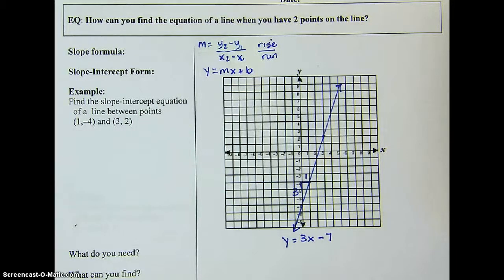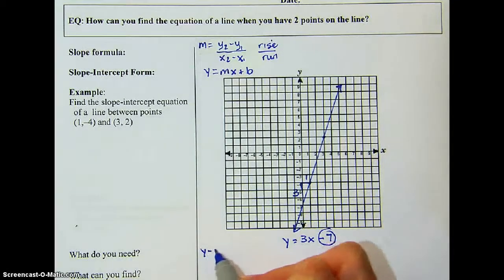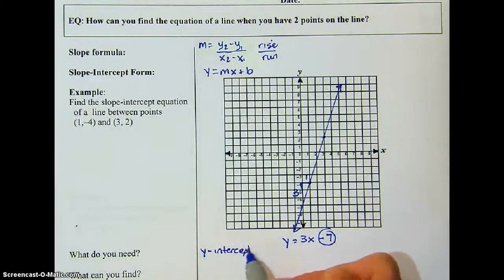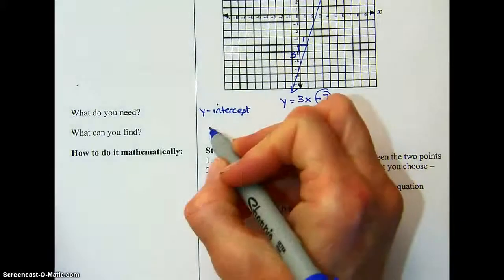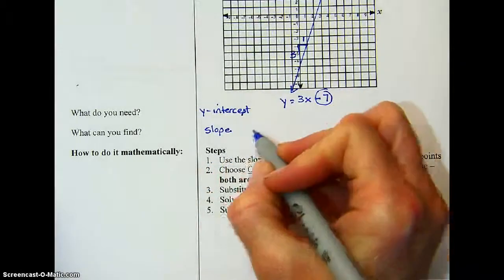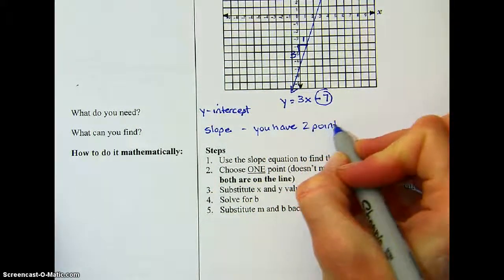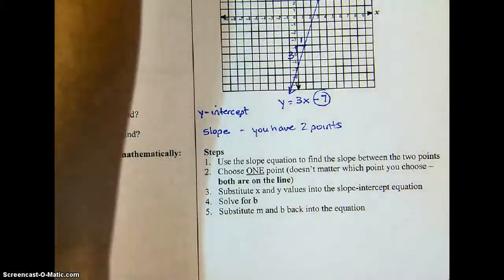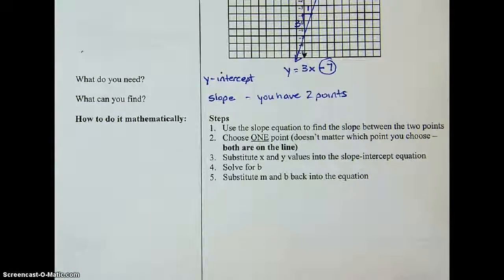If we want y equals mx plus b, what did we need? Well, what we really needed was to figure out where this line started. We needed the y-intercept. That's what we're really trying to find here. Because we know how to find the slope. We've already been given 2 points, so we can find the slope. Alright, so let's go out here and see how we do it mathematically.